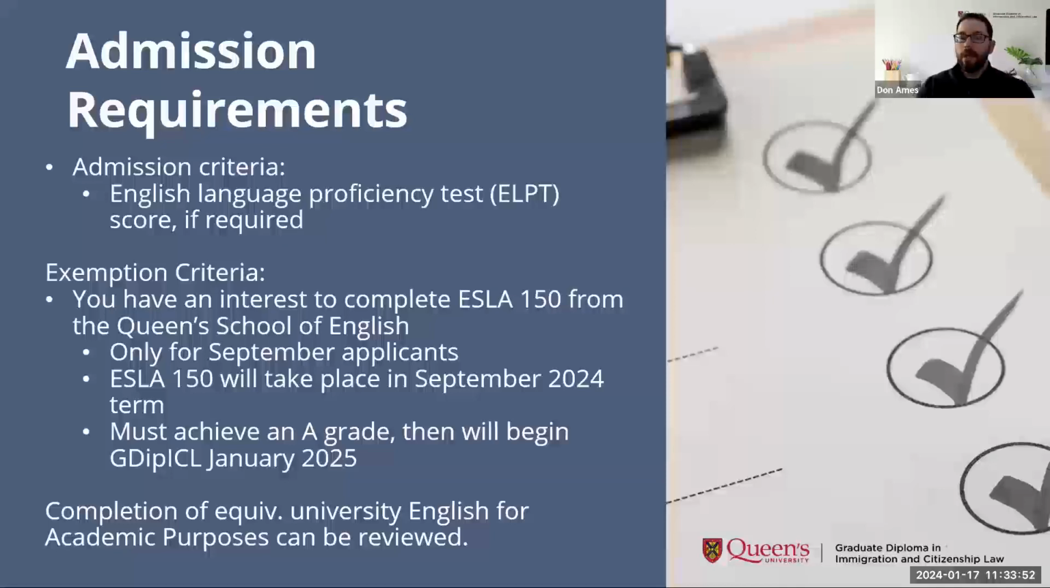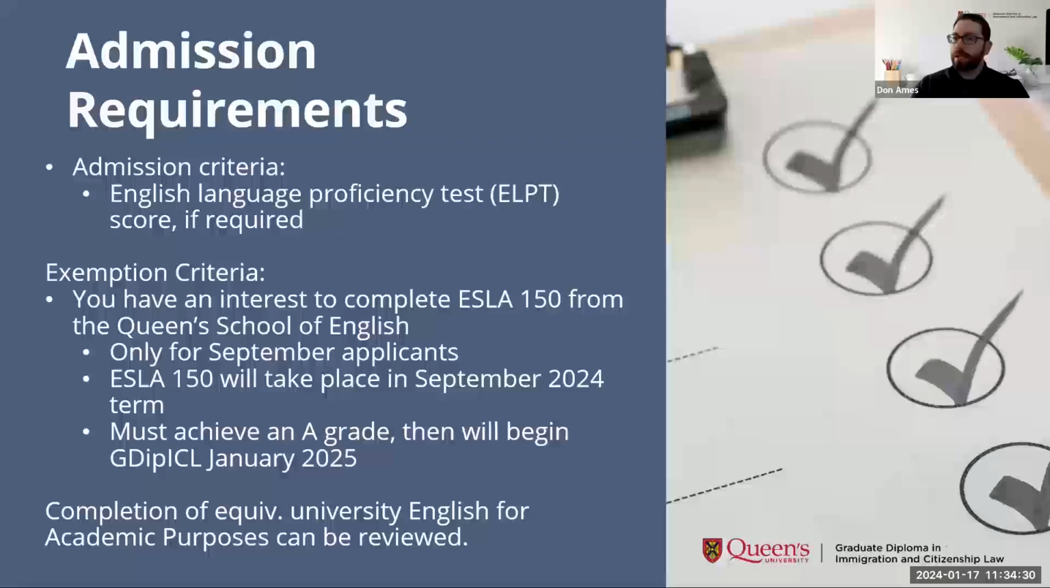This is how it works. If you acknowledge that you want to take ESLA 150 on your application, we will review your application without the ELPT requirement. If you are admissible based on your academic credentials, we will issue conditional offers of admission at that point. The condition of that offer is that you take ESLA 150 in the fall, so September 2024, and you achieve a minimum A grade. If you do so, you will then move into the GDipICL the following January. So it will add a term onto anybody who takes this pathways study plan.